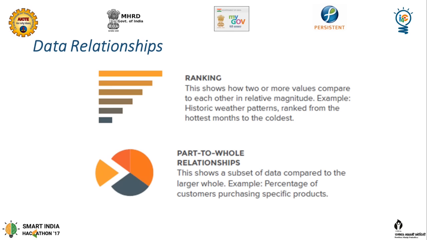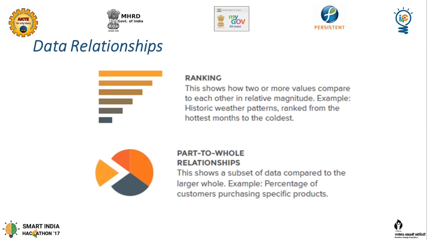Then ranking, where we want to find out the highest and lowest values, and in your case it's college results, where most of the time we are interested in finding who is the highest, maybe who is the lowest, and so on. So this shows how two or more values compare to each other in relative magnitude. For example, historical weather patterns ranked from the hottest month to the coldest. Another example, which I just mentioned, is the ranks in a college or university.